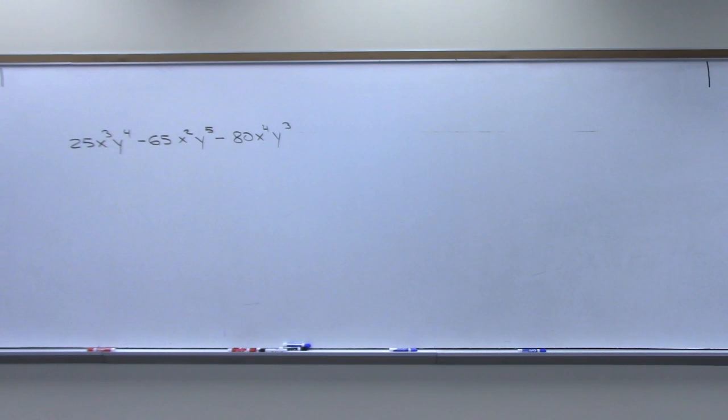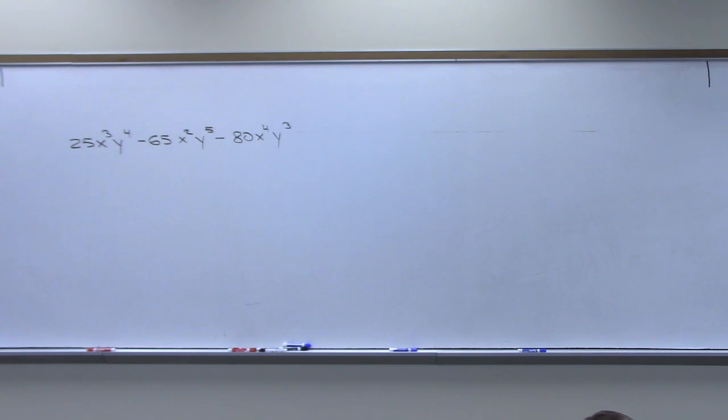So you've got to figure out how many x's they have in common. So this is cubed, right? 3. This is 2 of them. This is 4 of them. So the most that appears in all of them is 2. So you put x squared there.